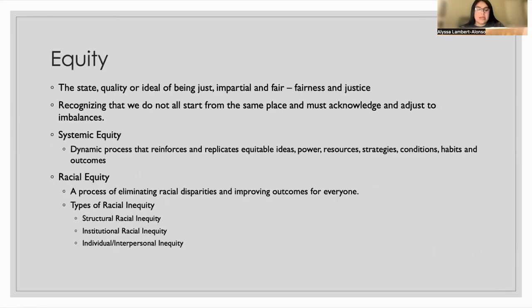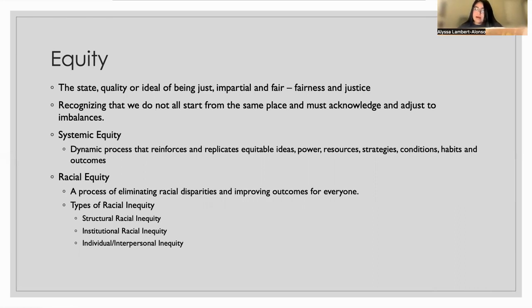Okay. The next topic is equity. This is defined as the state, quality, or ideal of being just, impartial, and fair. This refers to fairness and justice in simple terms. So through equity, it means we are recognizing that we do not all start from the same place and must acknowledge and adjust to these imbalances.